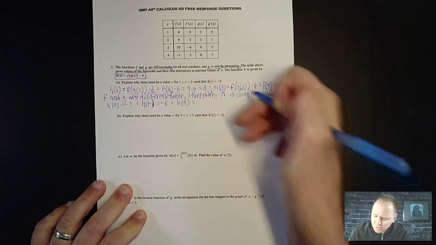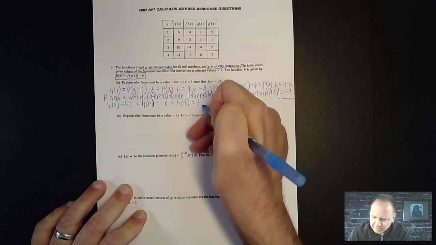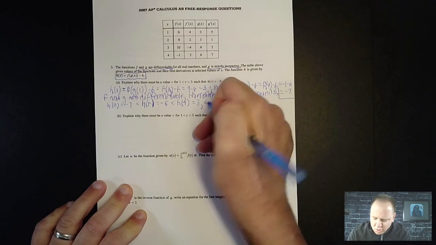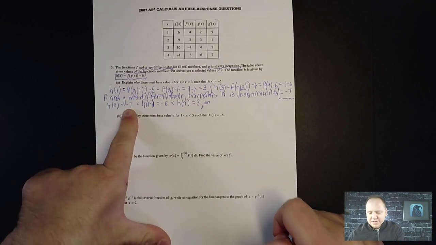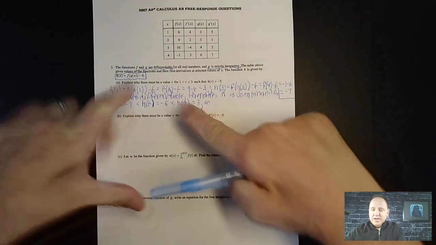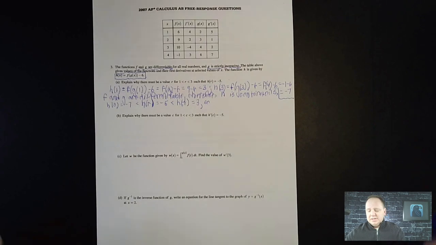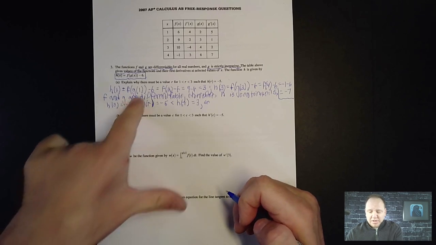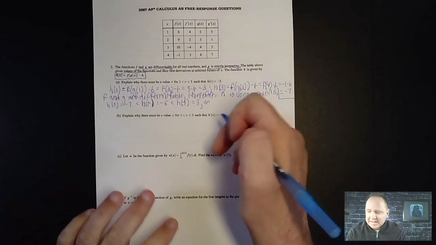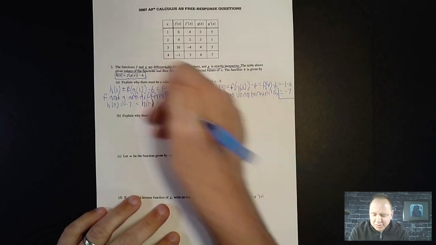So h of 1 was 3. What we did show was that at the right endpoint, the range is negative 7, and at the left, it's 3. The whole idea is that it's going to span all those range values to get from top to bottom, in this case from left to right in the range, because it's continuous. And that's it. And let's use their words.